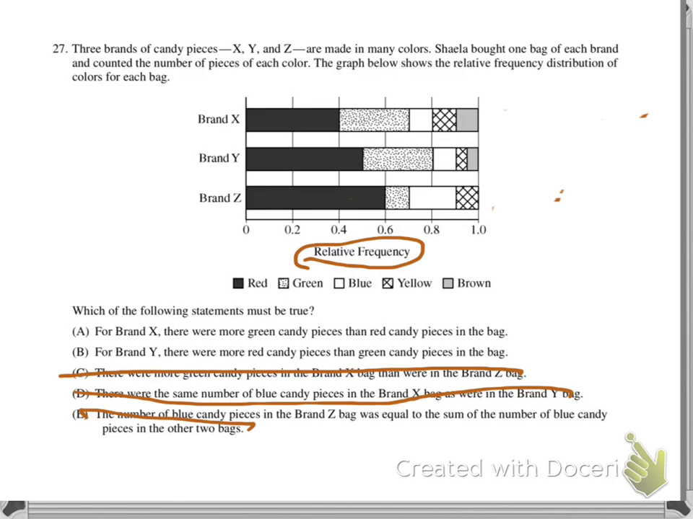So what do we have here? They say that brand X has more green than there are red. So this is what, 40%? And this is 10, roughly 40%, 25%. So there's more green than red. Okay, that's not true. And brand Y, there are more red candies than there are green candies in the bag. So the answer is B.